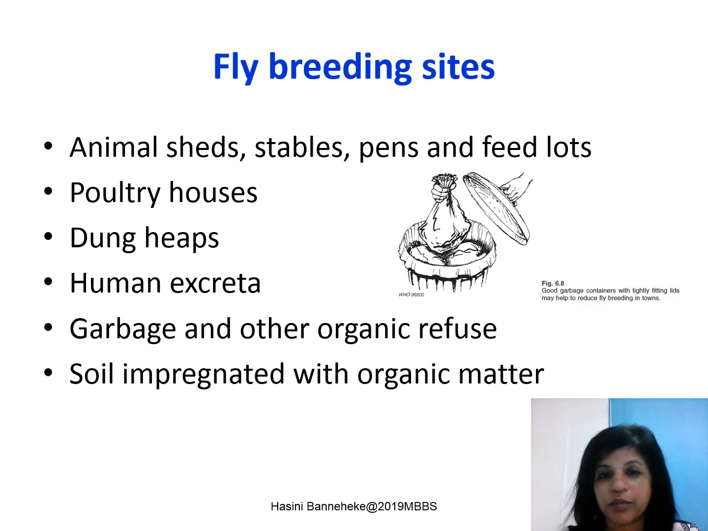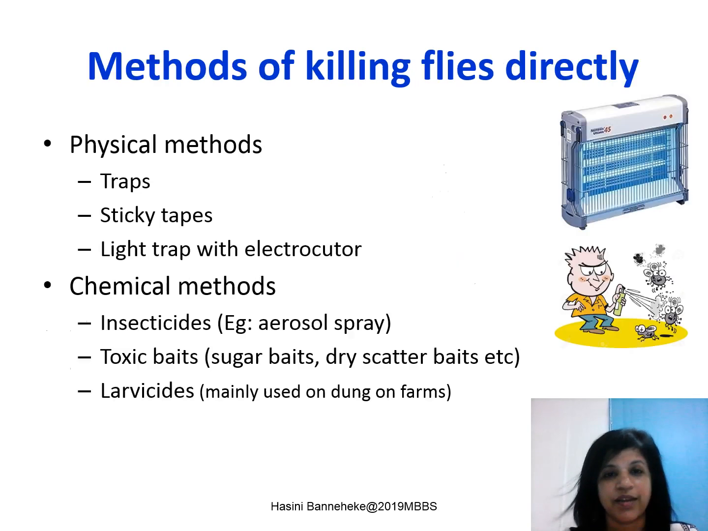So when we tell them what the breeding places are, these are the commonly used breeding places of the flies: poultry houses, dung heaps, human excreta, garbage and organic refuse. All these things are good breeding places for flies. Just a bit on methods of killing flies directly. I said we can use physical methods or we can use chemical methods. These are a few examples of physical and chemical methods.